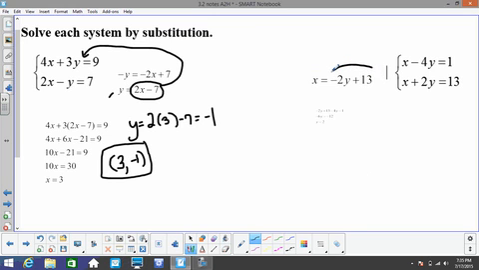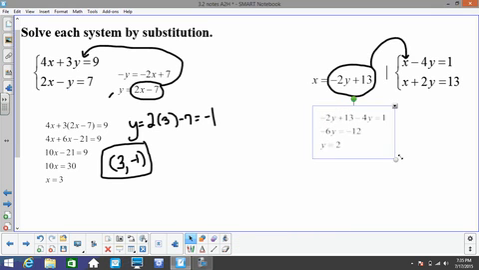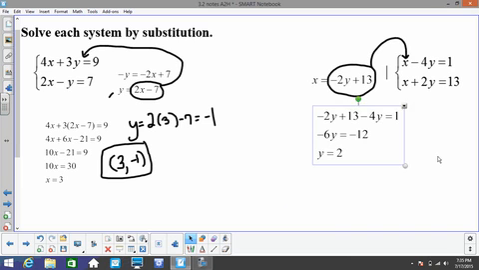So what I'm going to do is make that substitution into the top equation, into my other equation, wherever I see an x. I'm going to put in -2y plus 13. Go ahead and do that. I'm going to combine my like terms. I subtract the 13 over to the other side. It looks like I combined two steps in one. Divide by -6, and I get y equals 2.